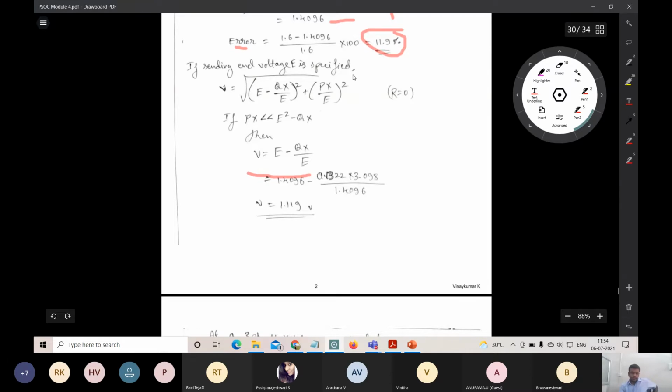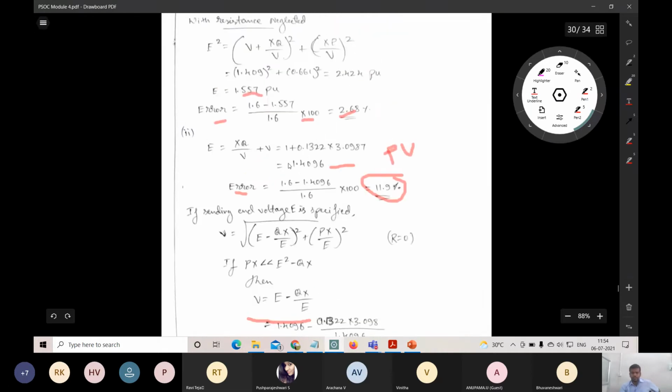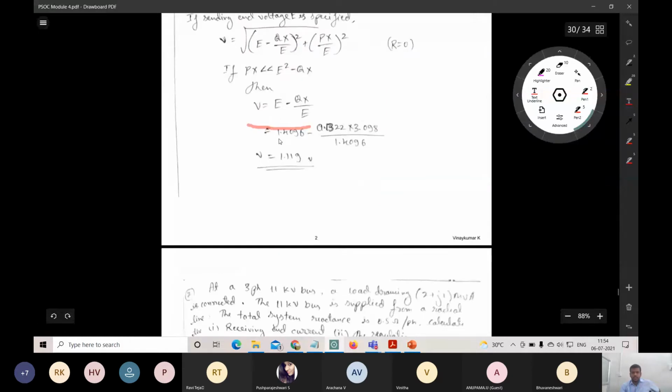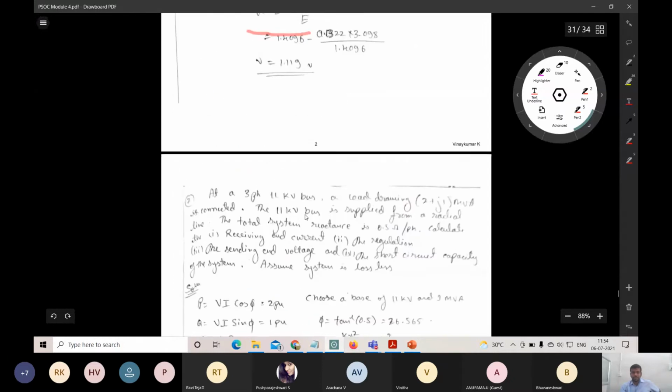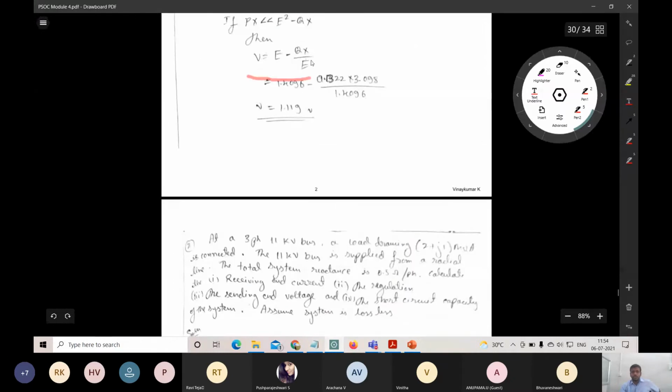So E is 1.4096. So that's not the error value, it is the sending end voltage value. Sending end voltage value E is 1.4096. Q is 0.322 per unit. X is 3.098. E is 1.4096 per unit.